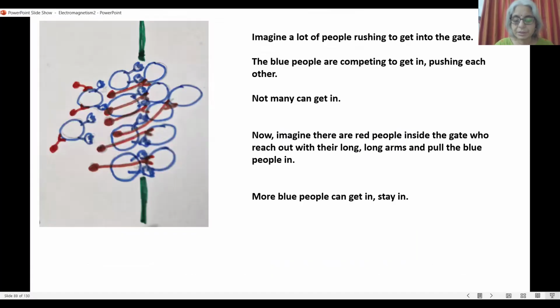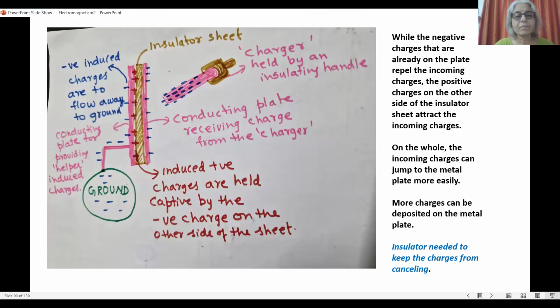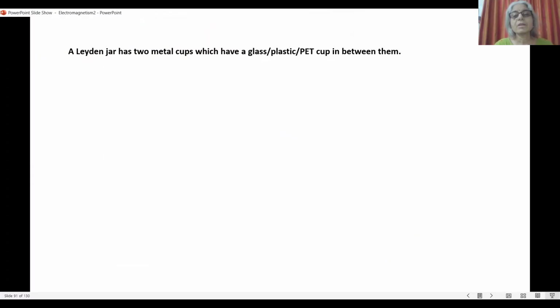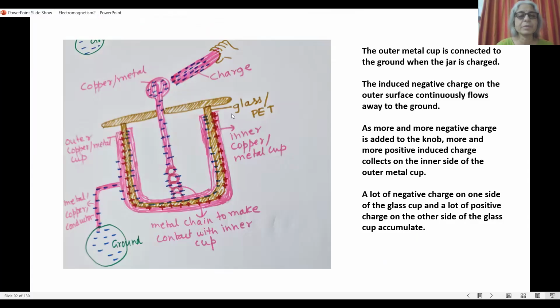So now this arrangement is used in the Leyden jar. So how does it look? The Leyden jar has two metal cups which fit one inside the other with an insulating cup in between. That insulator could be glass, plastic, or PET, or any such material. What we have in brown here is the insulating cup, and inside there is a metal cup. We can think of it as a copper or a silver cup. Outside, snugly fitting, there is also a metal cup, and the outer metal cup is connected to the ground.